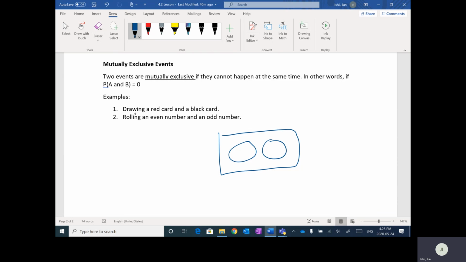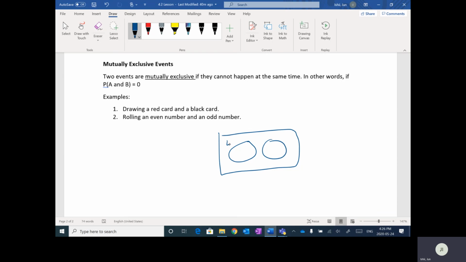For example, off a deck of cards, if you're drawing a red card and a black card, those are mutually exclusive. The reason is when you draw a card, it cannot be both a red and a black card. It's going to be one or the other. Another example is rolling an even number and an odd number, with a die.